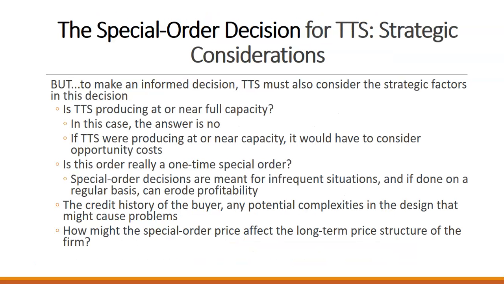Of course, in order to make an informed decision, we also need to consider other factors. One, are we producing at or near full capacity? If the answer is no, then we're probably okay accepting this special order. However, if we are already producing at or near capacity, then we need to consider any opportunity costs. So what might happen if we halt normal production to take on this order? Then what sales are we losing because we were already at or near capacity?